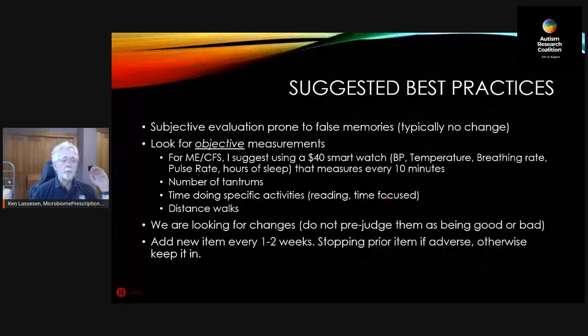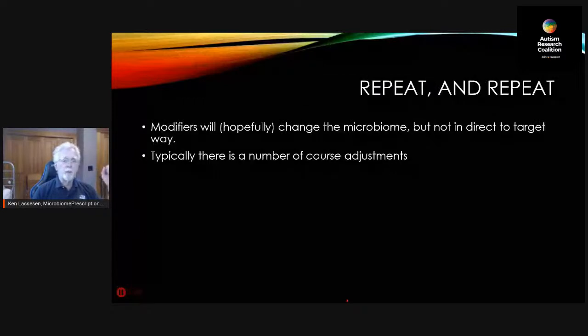Usually add a new item every 1 to 2 weeks. Stop the prior item if you suspect an adverse reaction, otherwise keep it in. So you are going to be building there. And again, take it slow and gentle. You want to make good decisions based on solid objective observations. No randomness, please. And the key word is repeat and repeat. Modifiers will help you change the microbiome, but it will rarely do it directly to the target in the targeted way. Typically, there's a bunch of course adjustments to do.